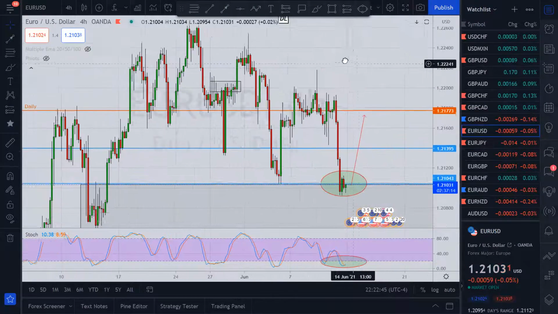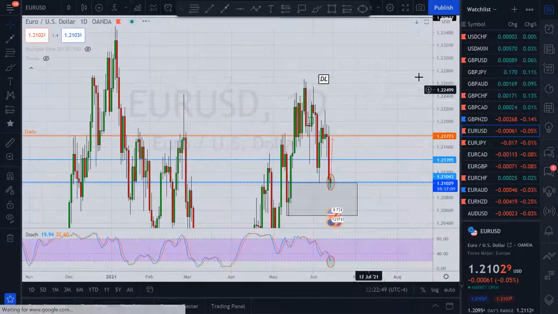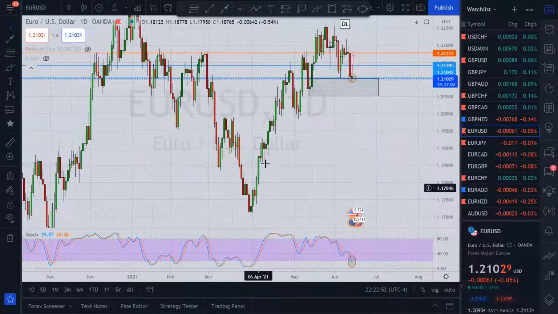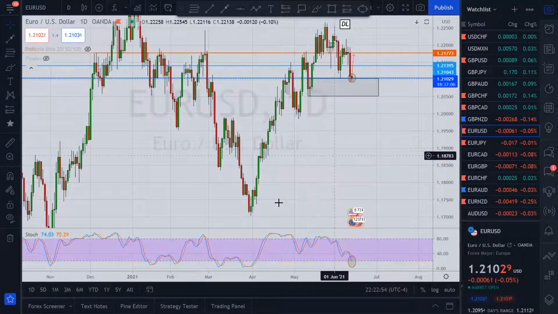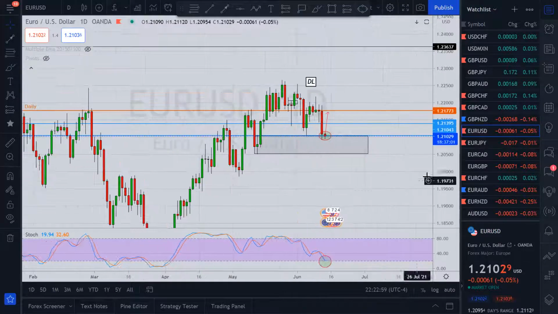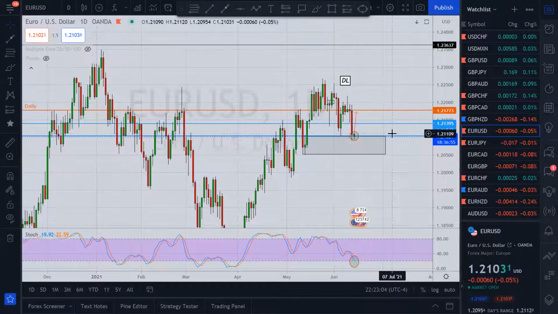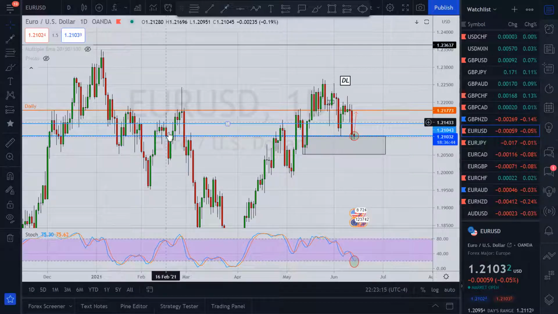Euro USD. What are we looking for? We're looking for longs on the daily. Why? Because we have been bullish since March of this year. Price is kind of rounded off up here, and we found support here. Now, this is an interesting area of support. Why? Because we've seen it act as support here. Breaks below, comes back above, acts as support, support, support.